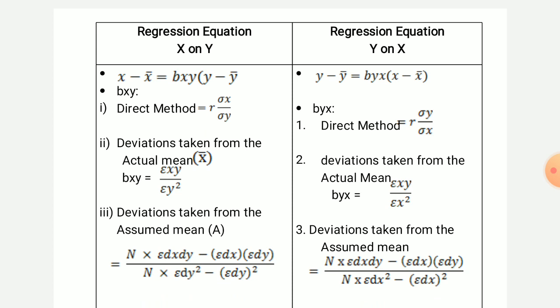So the regression equation x on y is explained as x minus x bar is equal to bxy into y minus y bar. When the regression equation y on x is explained as y minus y bar is equal to byx into x minus x bar, and the bxy can be calculated under the direct method as r into standard deviation for x divided by standard deviation y. Here r is the correlation coefficient, which you already know.